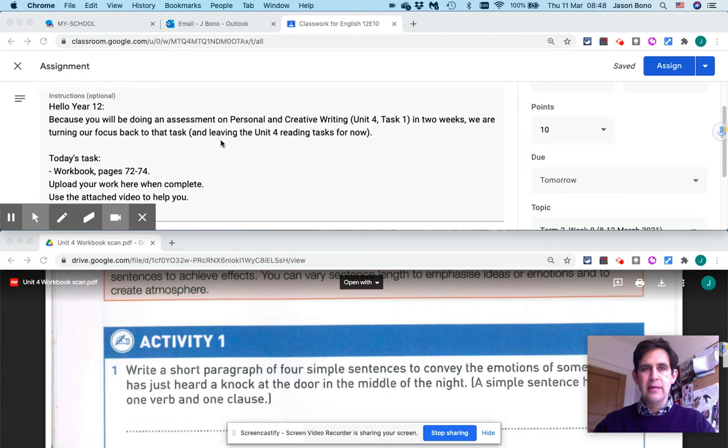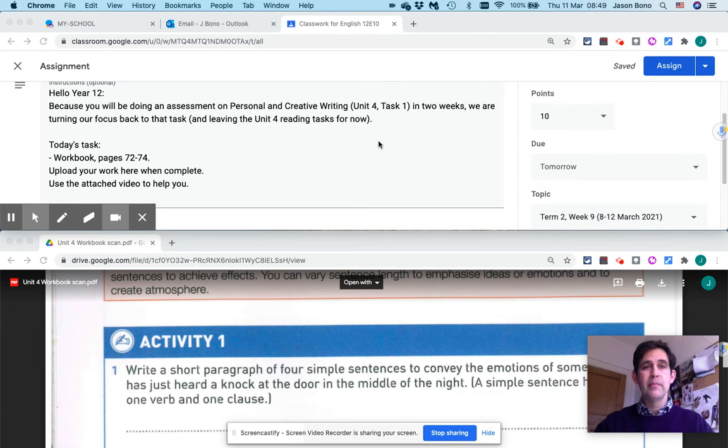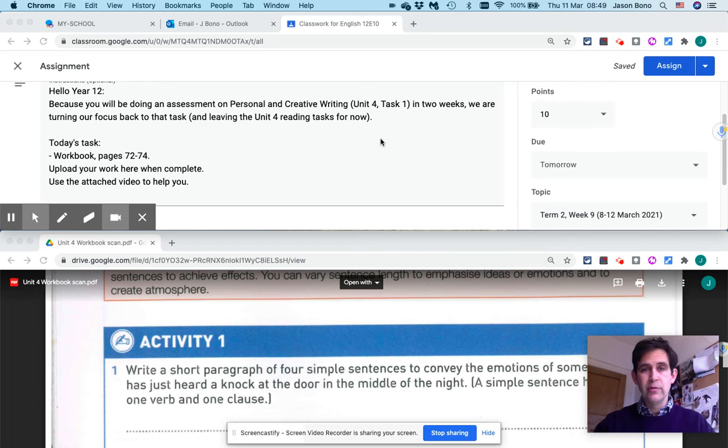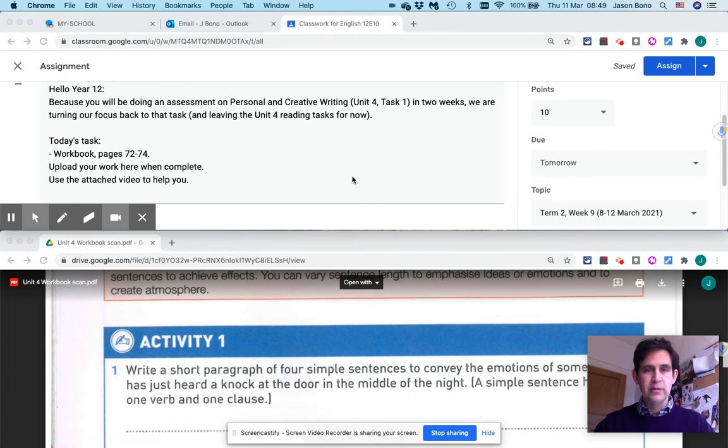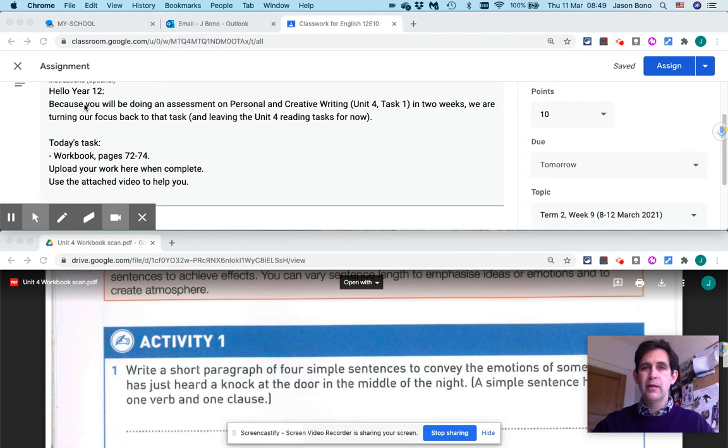Now, that said, because you're going to have an assessment in 2 weeks on personal and creative writing, what we had been working on until very recently, we're going to jump back to that and focus on it even further. That means we're leaving the unit 4 reading tasks for now. We looked at the first reading task, comparing literary texts. We're going to leave that behind and jump back to the personal and creative writing. You've done 2 practice standardized assessments on this, or you should have. If you haven't, you can go back and do them. They're the standardized writing assessments with the stars in your classwork tab. But keep it moving.